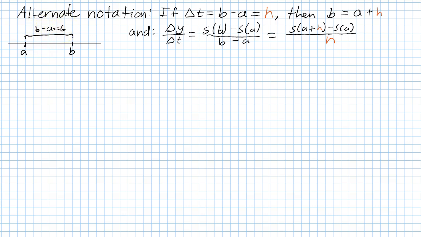But then if you just think of that number 6 as your value of h here, and just write it that way, then it makes sense that a plus 6 is the same thing as b. So that's why you can write it like this. And this is actually a more common notation than using b and a.